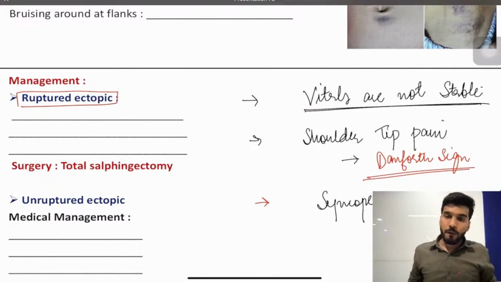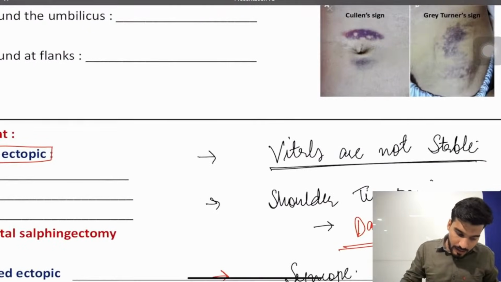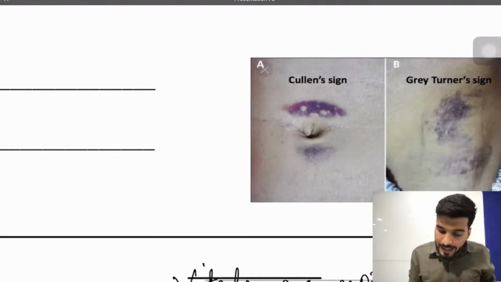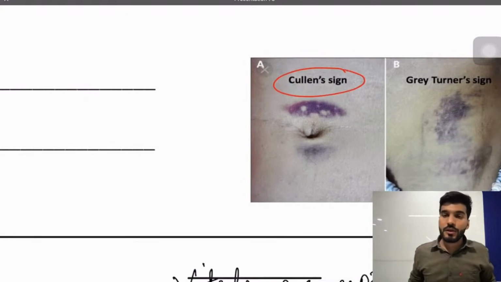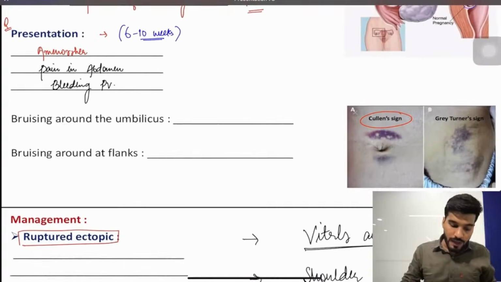Ectopic pregnancy. Now, due to the hemoperitoneum, the blood loss in a ruptured ectopic pregnancy, there is a hemorrhagic discoloration of the umbilical area. This hemorrhagic discoloration of the umbilical area is called Cullen sign.